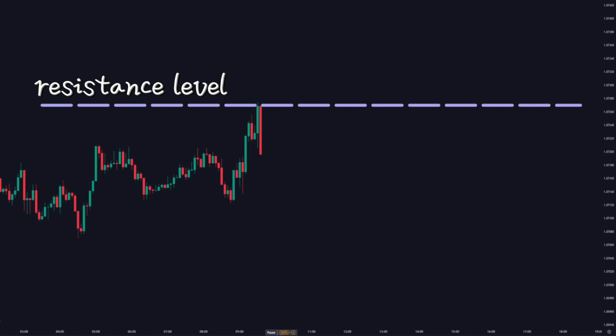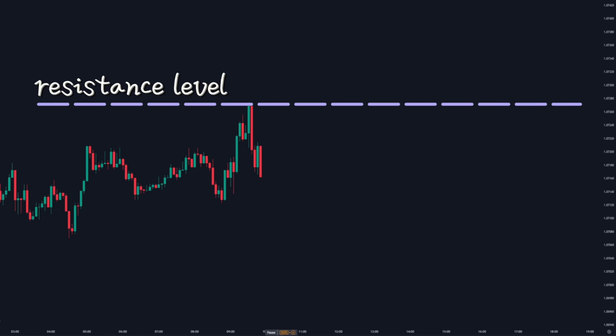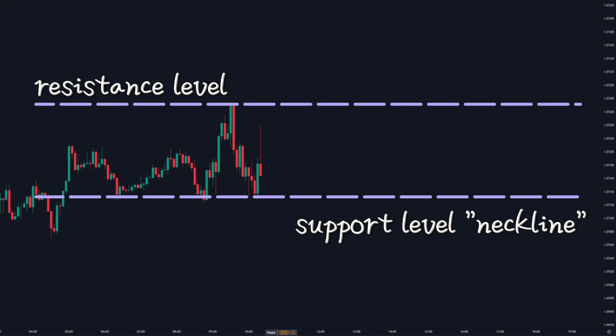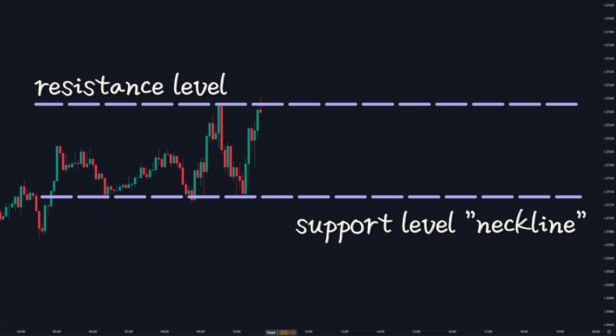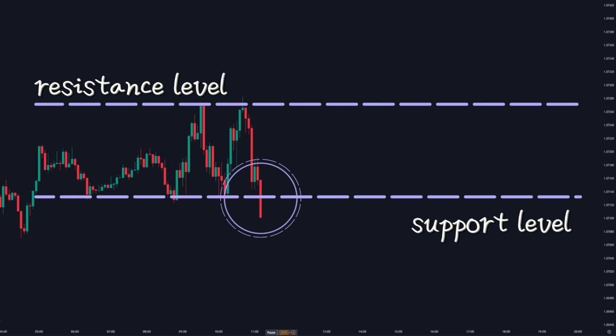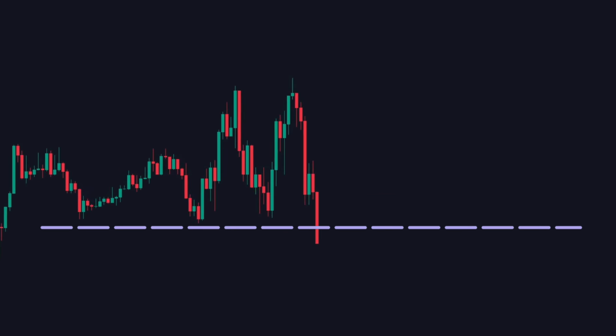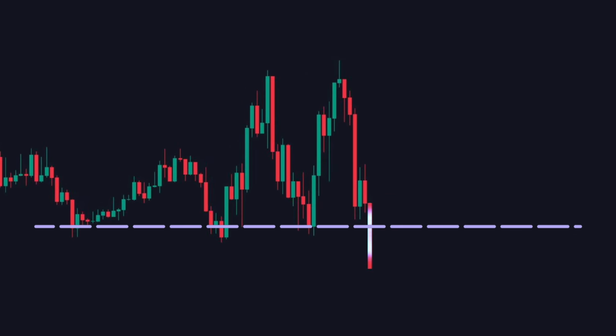Let's take a classic, the double top. Price forms the first peak, then pulls back to create a neckline, then climbs back up to retest the same level, forming the second peak. If price breaks the neckline after that, it confirms the reversal, but only if the break is clean. Big candle, strong volume, no weak fakeouts.